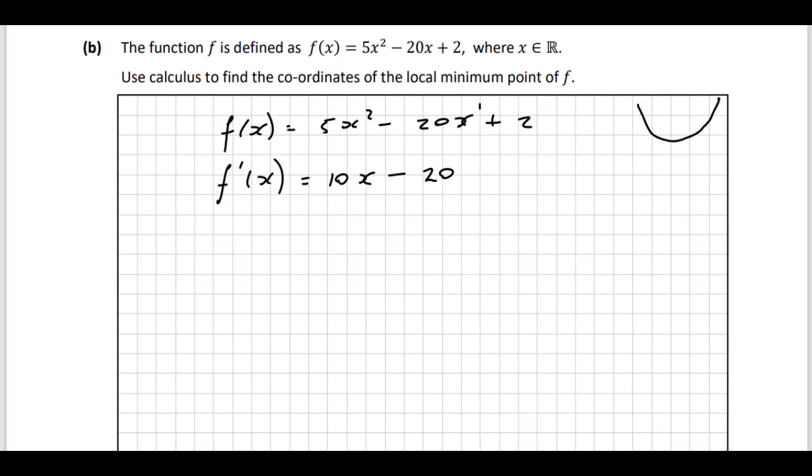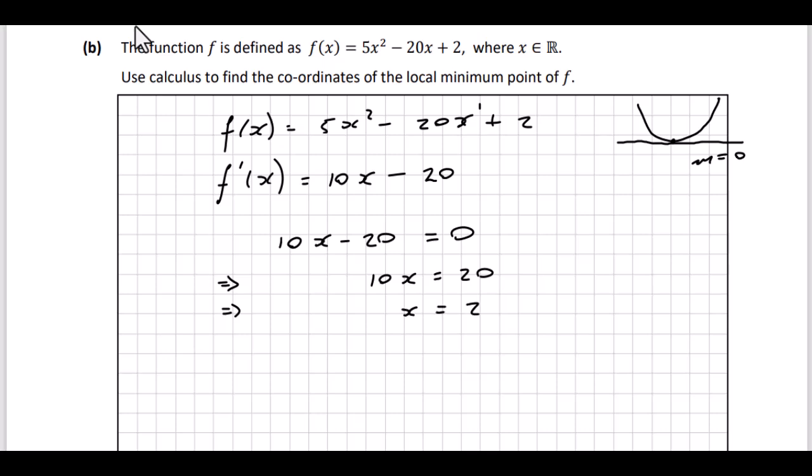So this function, 10x minus 20, gives us the slope of any tangent on the curve. We want to find the local minimum point. The local minimum point is going to be here. The tangent at that point will look like this, which will have a slope of 0. So we want the slope 10x minus 20 to be 0. All we have to do is solve that for x. Add 20 to both sides, divide by 10, and you get x is equal to 2.